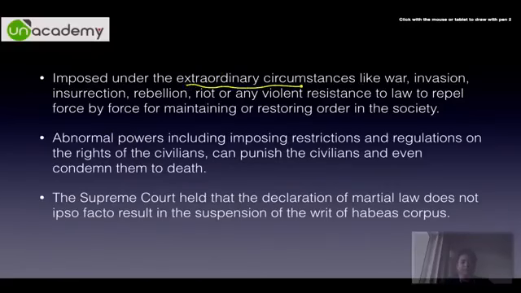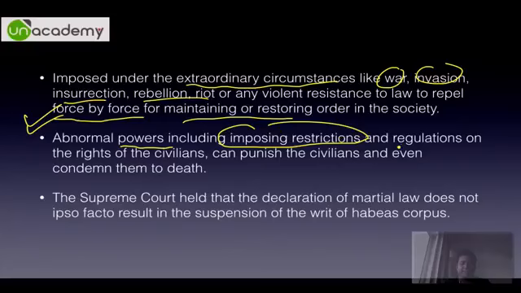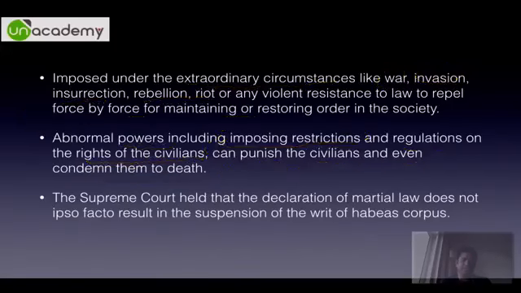So it is imposed under extraordinary circumstances, obviously, like war, invasion, insurrection, rebellion, etc., and to use force for maintaining and restoring order. Abnormal powers are given, including imposing restrictions and regulations on the rights of civilians. They can punish the civilian and even condemn them to death. The Supreme Court says that even if martial law is there, it does not mean habeas corpus will not be active. There have to be certain laws which exclusively prohibit habeas corpus, only then will it be in suspension.